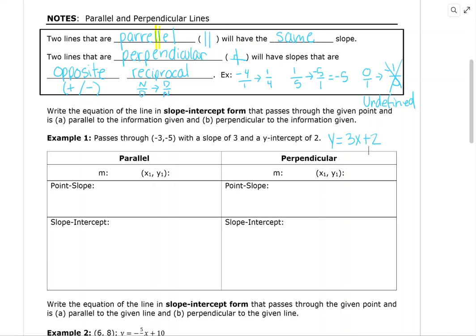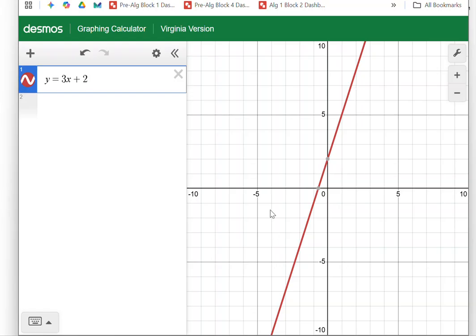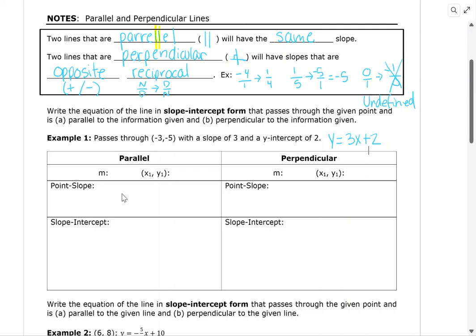So if we put that into our calculator or graphed it, our line is looking like this. We want to figure out a parallel line that's going through -3, -5. So it's going to be somewhere over here, somewhere in this region that is parallel to this red line. So the first thing we're going to do is think about if it's parallel, the slope is going to be the same because if the slope is different at all, it's going to intersect. So our slope originally of this line was 3, and it said it's going to pass through this point of -3, -5.